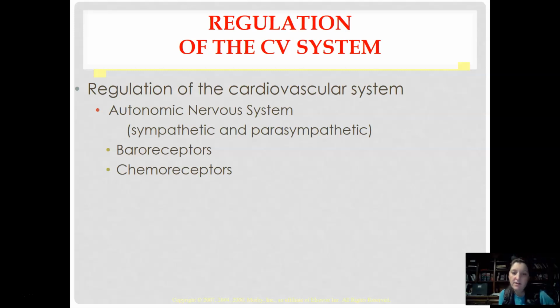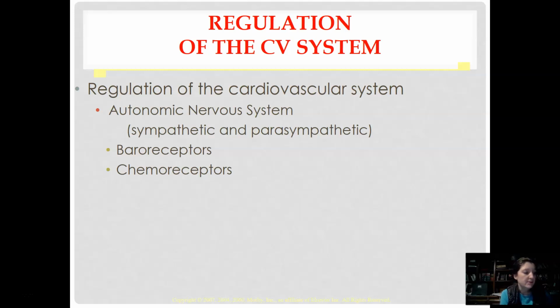Parasympathetic, that's also known as rest and digest. So this is going to be the opposite. The vagus nerve will slow down the heart rate and cause the arteries to vasodilate. Sympathetic, you can also think of fight or flight with that system.